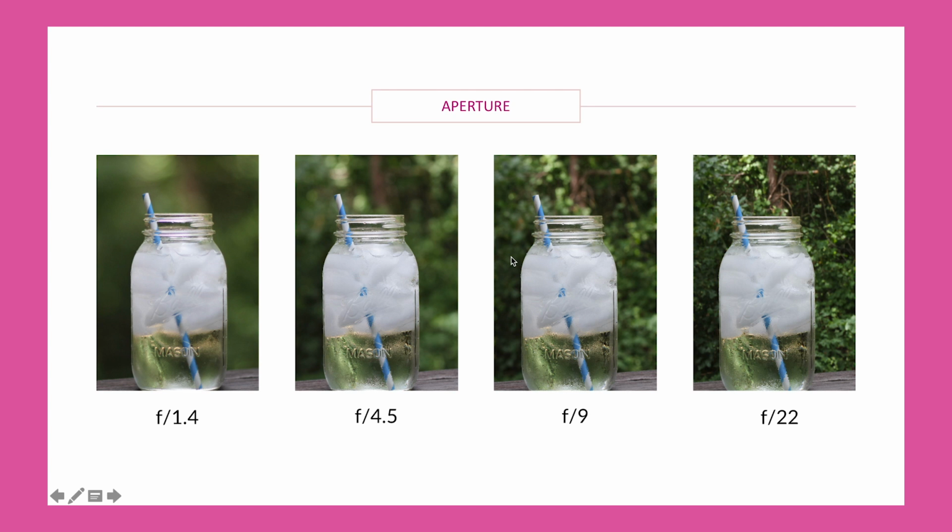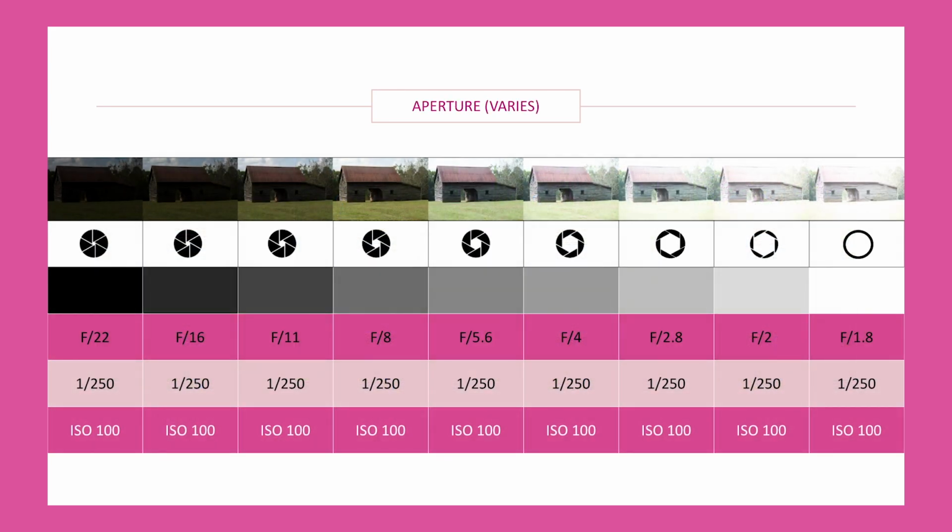Now I'm very far away from the background, so they're still not completely in focus. And then here at f22, you can see that the woods are in focus and the jar is in focus. So you've got a very large depth of field. So let's go into even more detail.